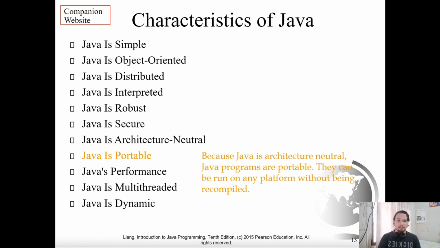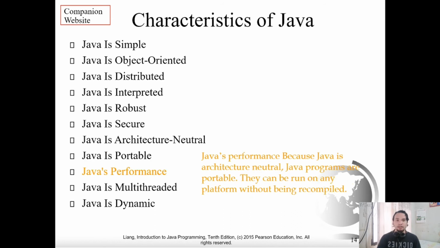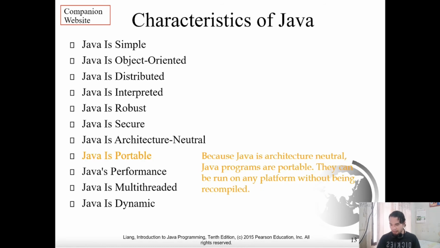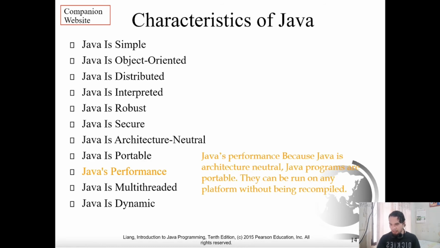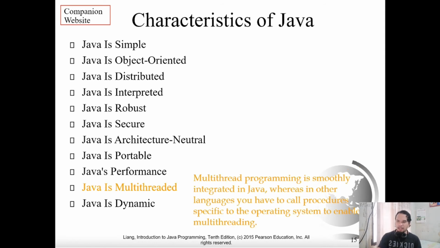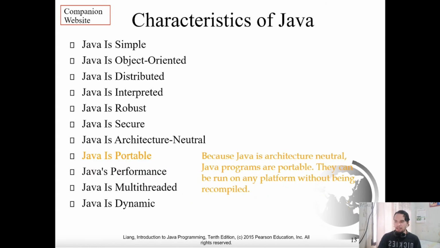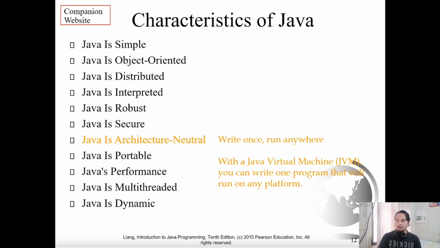Medyo related sa siyang previous characteristic. Okay, since it is architecture neutral, Java programs are portable. So they can be run on any platform without being recompiled. So Java's performance, okay? I think it's Java's performance because Java is architecture neutral, so it's actually supporting statements, or supporting characteristics for Java being architecture neutral.